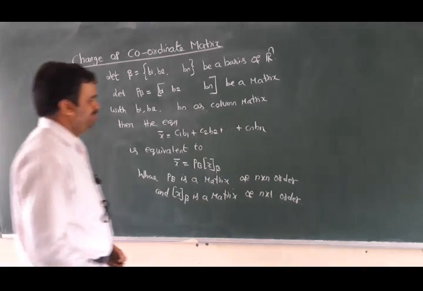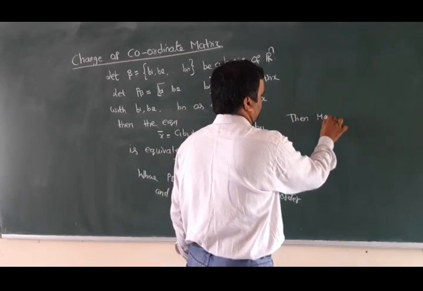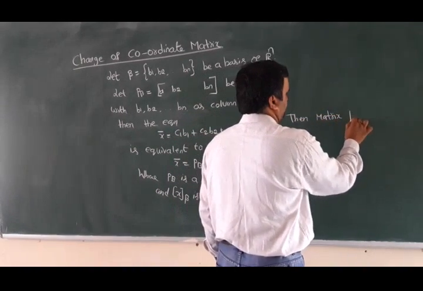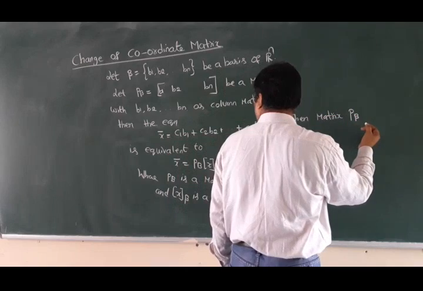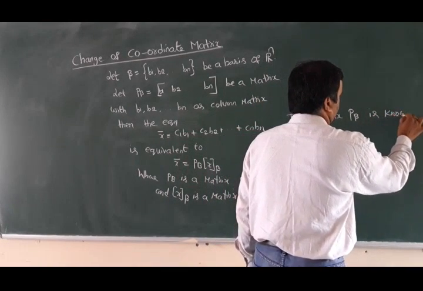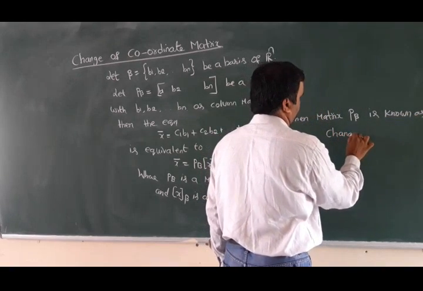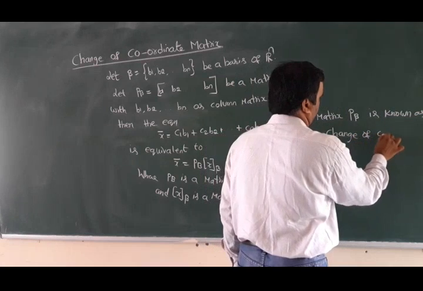Then the matrix P_beta is known as the change of coordinate matrix.